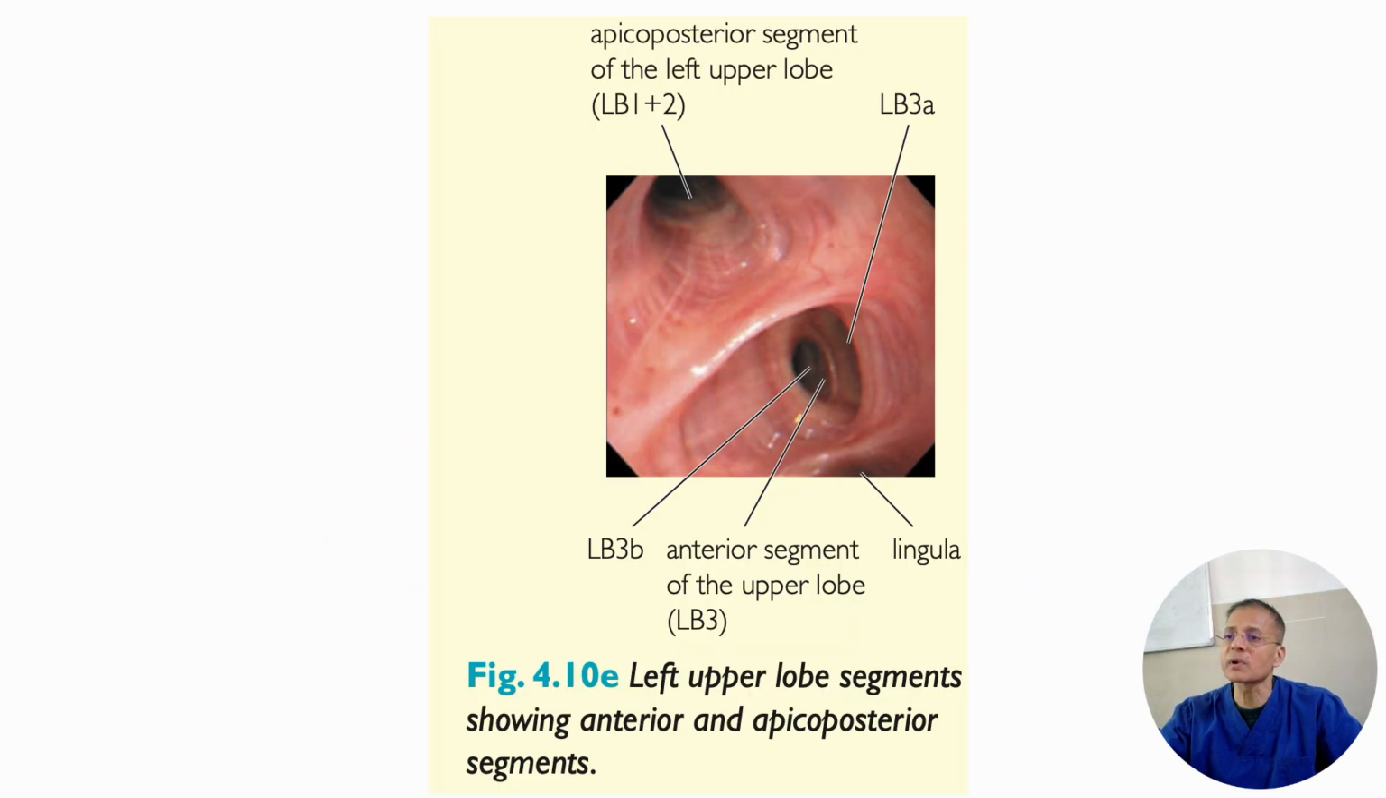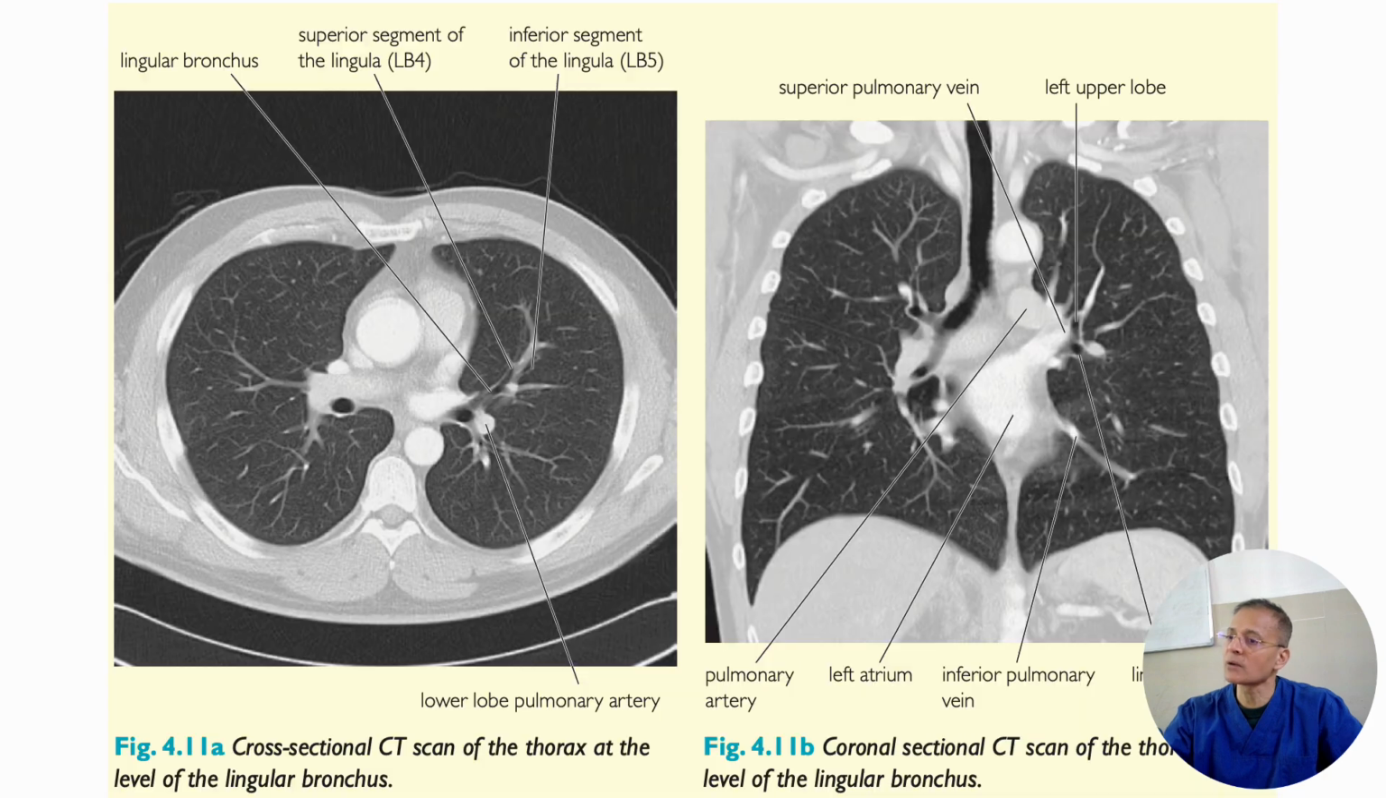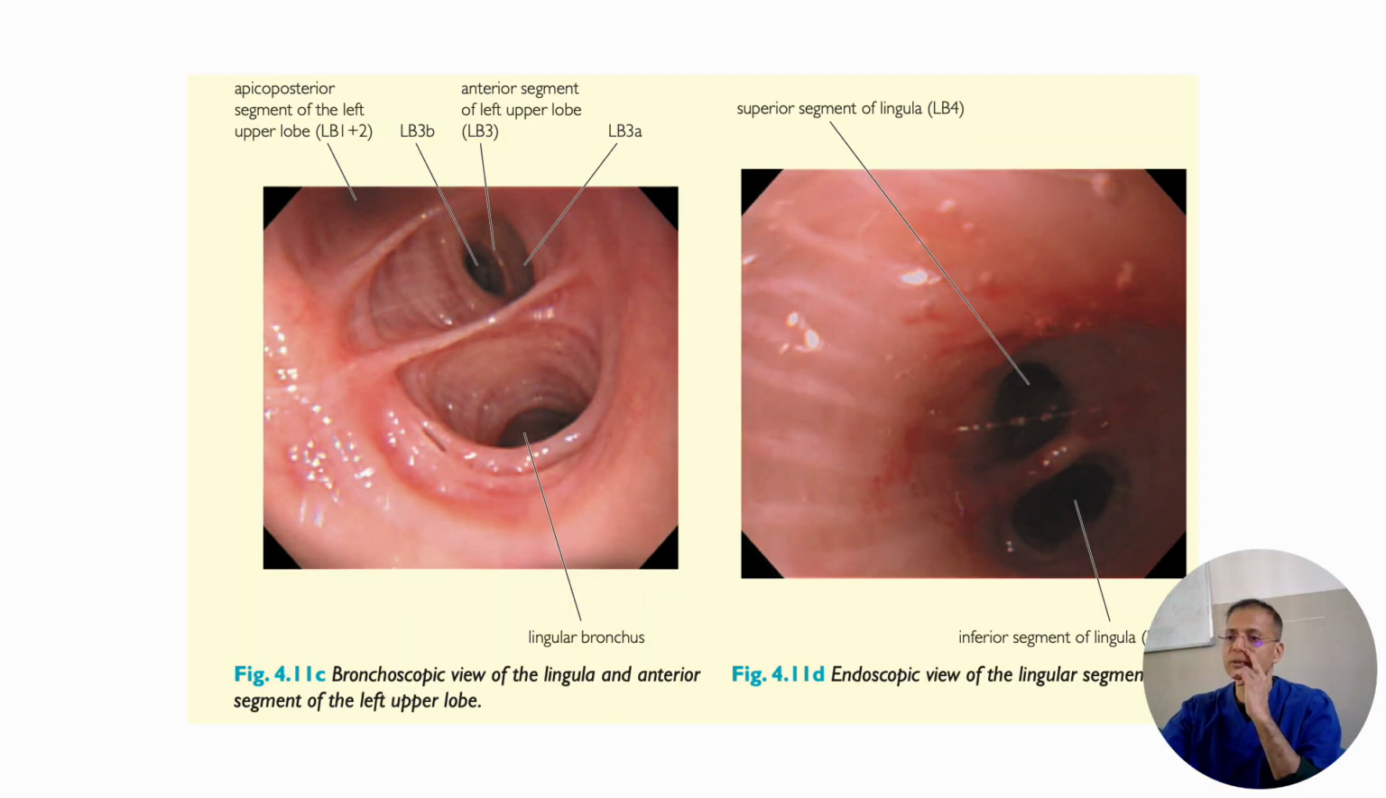Now coming to the next part. We have moved to the superior division of the left upper lobe. In the superior division you will visualize the left B1+2 and the left B3. Then coming to the lingula, we can see the superior lingular bronchus, left B4, and the inferior, left B5. That can be seen in this picture.